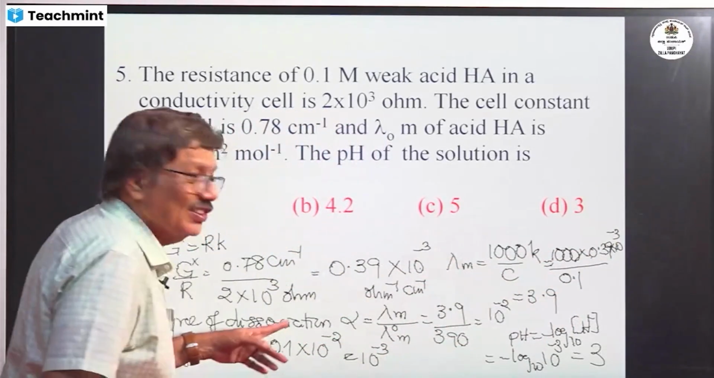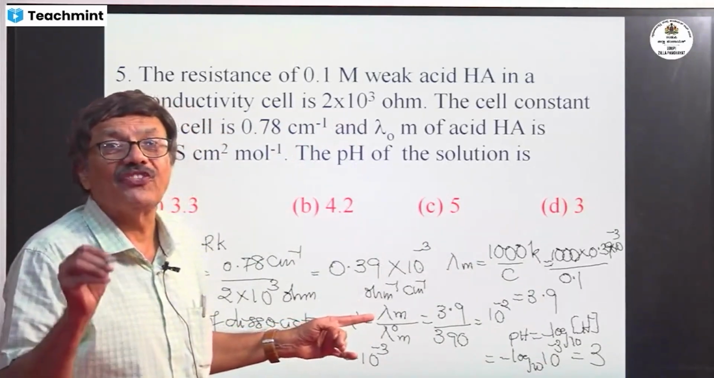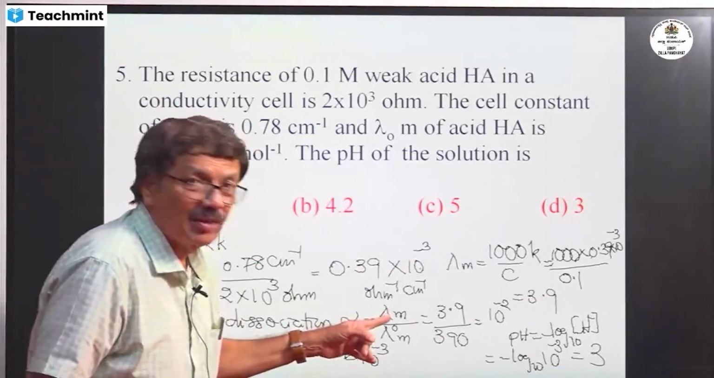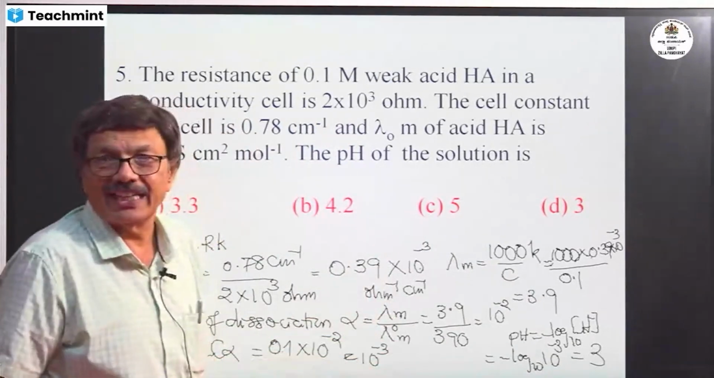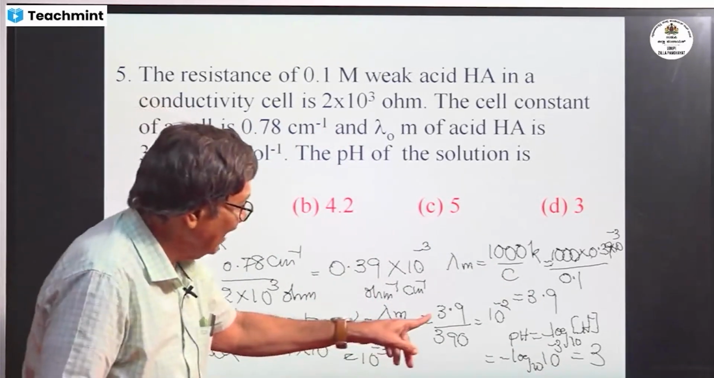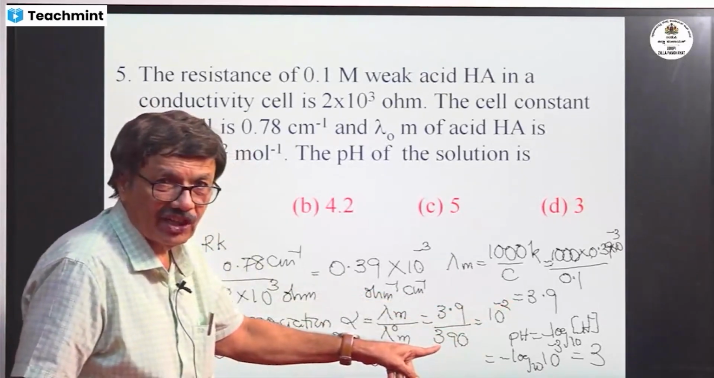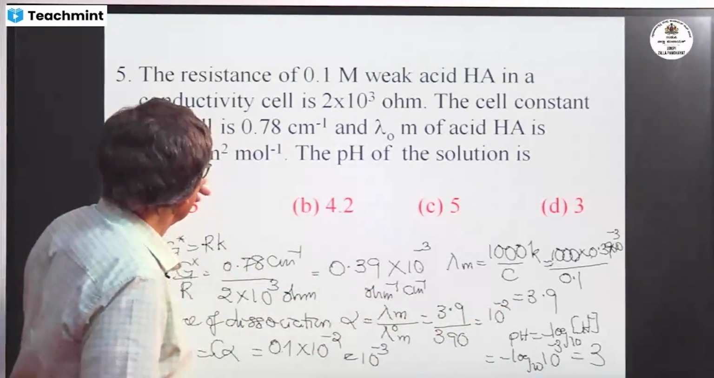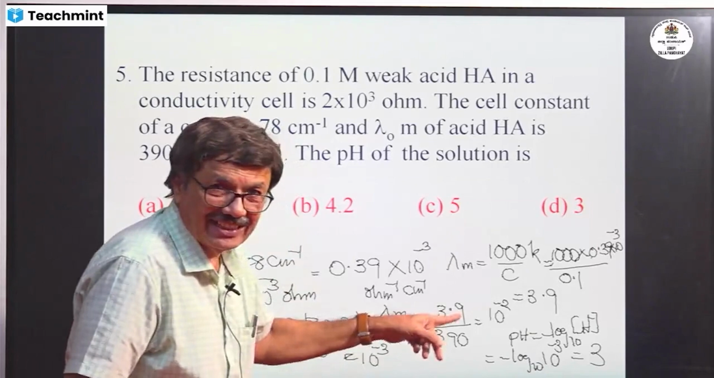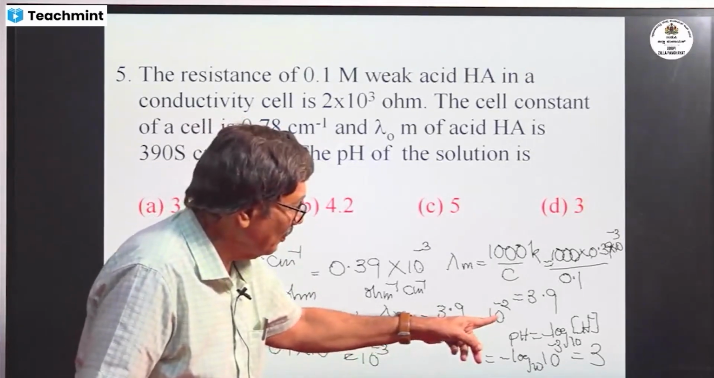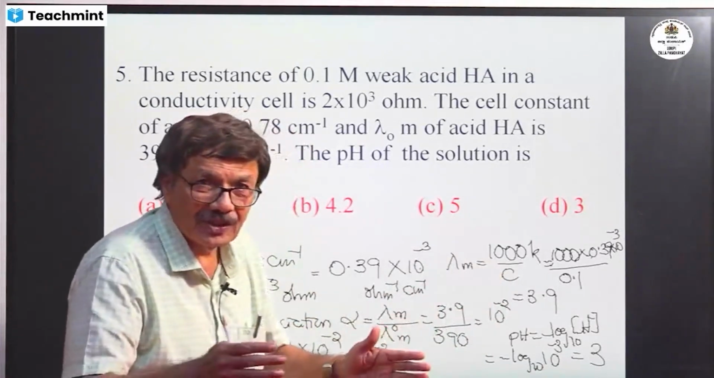Then the degree of dissociation. These are all from Kohlrausch's law. The degree of dissociation you can find by dividing the molar conductivity at the given concentration by the limiting molar conductivity. Molar conductivity we calculated as 3.9. The limiting molar conductivity has already been given as 390. So 3.9 by 390 is 1 by 100, or 10 to the power minus 2. Yes, we are approaching the last step.